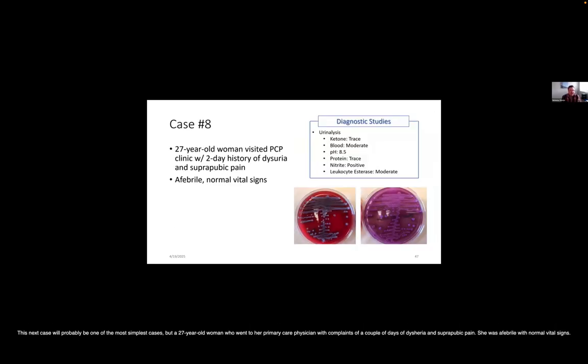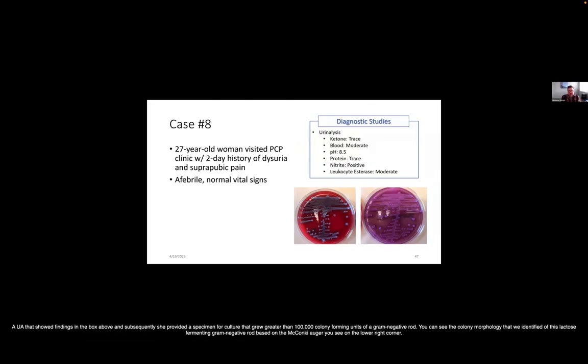This next case will probably be one of the simplest cases. It's a 27-year-old woman who went to her primary care physician with complaints of a couple of days of dysuria and suprapubic pain. She was afebrile with normal vital signs. They did a UA that showed findings in the box above, and subsequently she provided a specimen for culture that grew greater than 100,000 colony-forming units of a gram-negative rod.